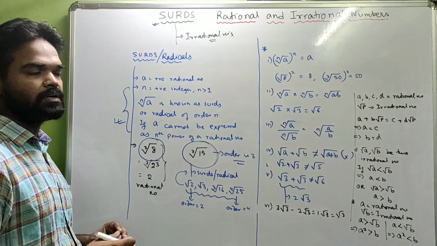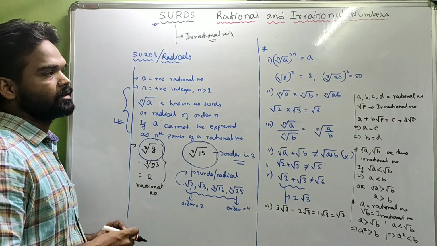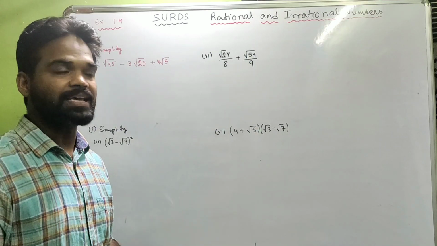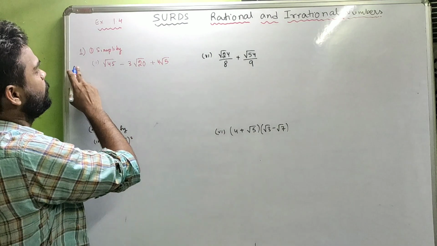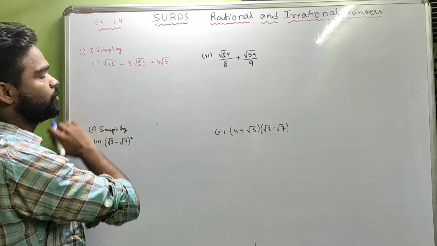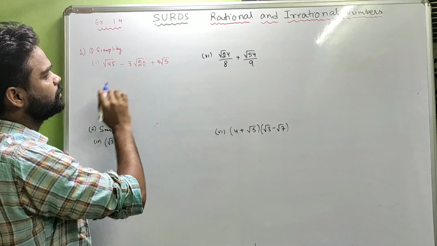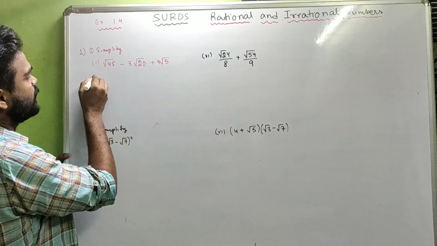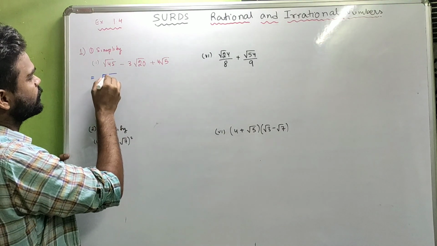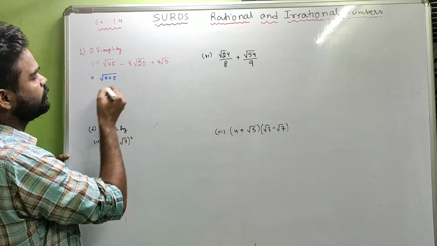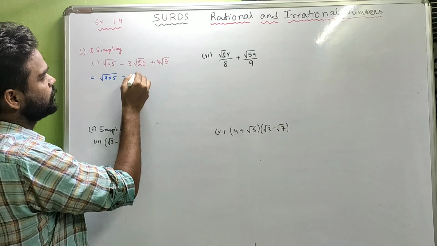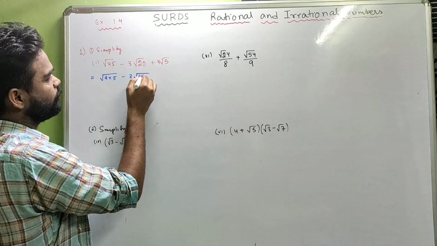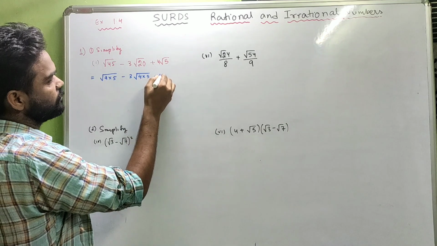Now look at the exercise from this chapter. Now look at exercise 1.4, sum number 1, part 1. Simplify root 45 minus 3 root 20 plus 4 root 5. Can we write this as 9 multiplied by 5? For 20 we can write 4 multiplied by 5, and this is 4 root 5.